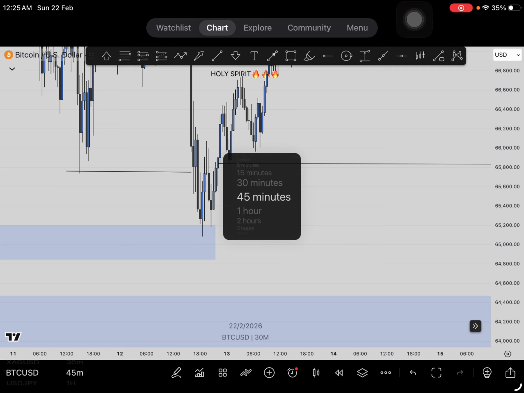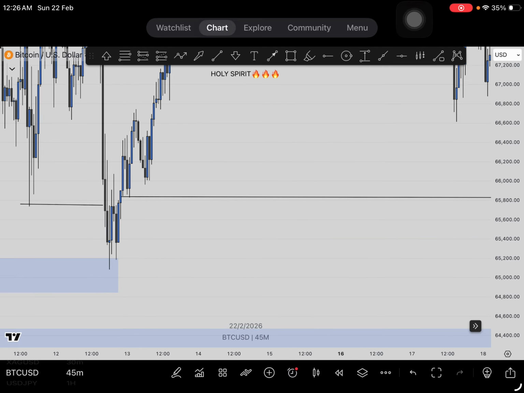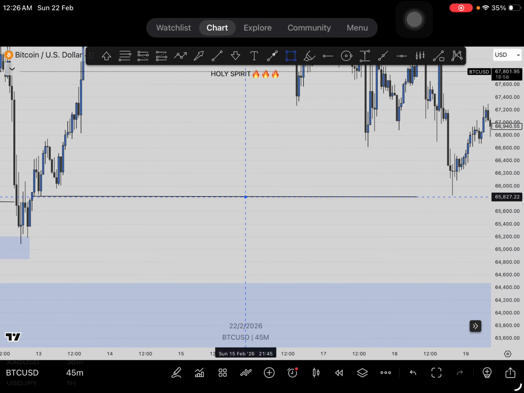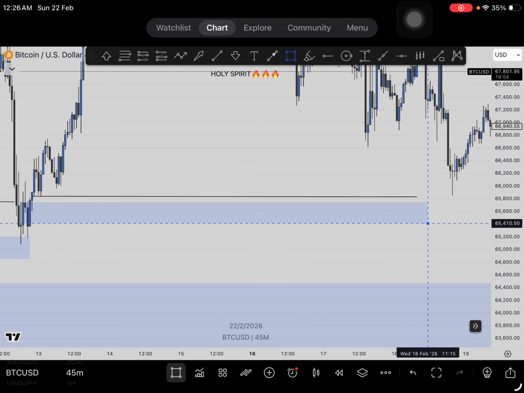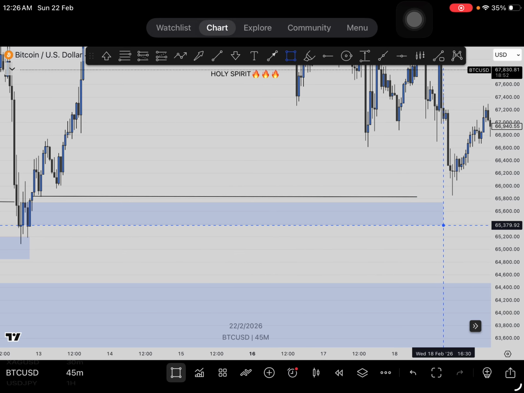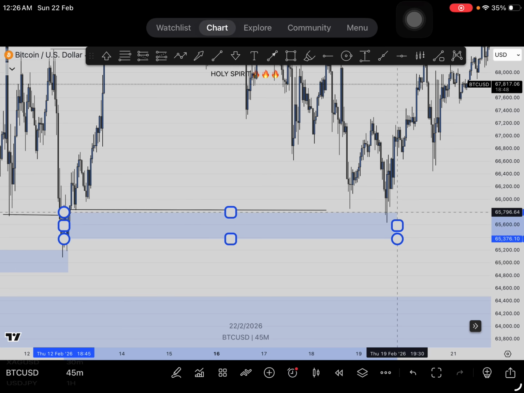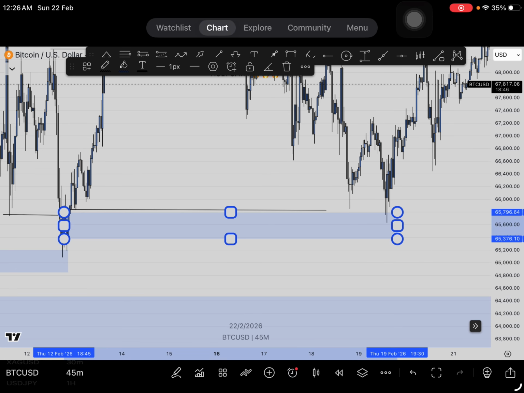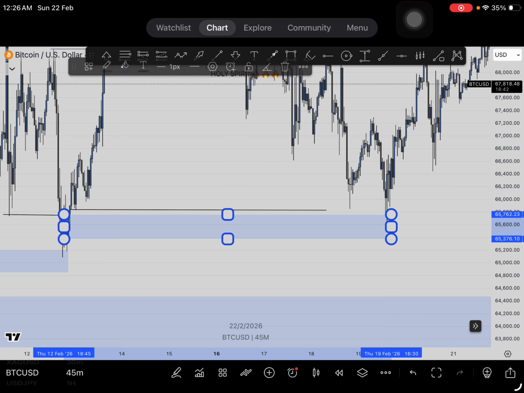Okay, if they are aligned, then where am I going to take my entry from? That is what I'm looking at, right? So I found a nice entry zone from this particular area, and I marked the zone. So this is where I'm expecting the entry from.